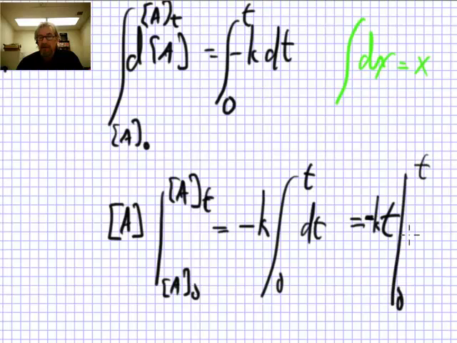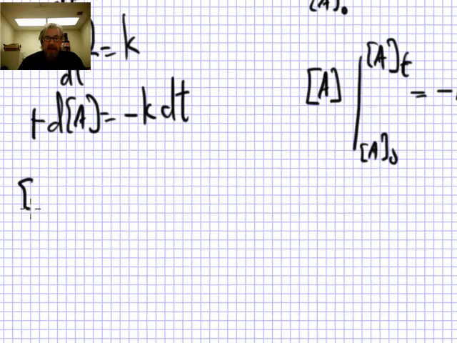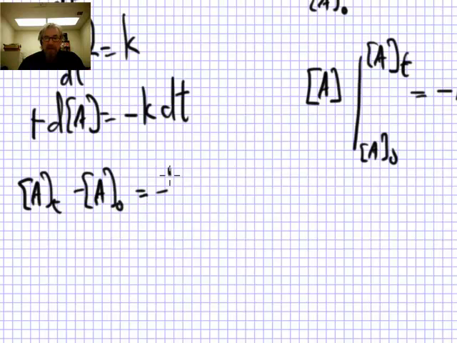So now let's evaluate these things. On the left-hand side, I would have A at time t minus A at time 0 equals minus k times t minus k times 0. So that just works out to minus kt. So now I have a relationship here that involves time, a constant, and two concentrations. One of them is a starting concentration that I know, and the other one is a concentration at any time t. Watch what happens when I rearrange this.